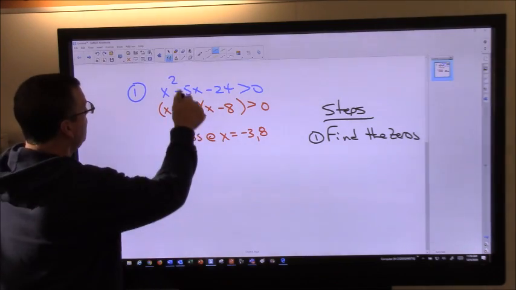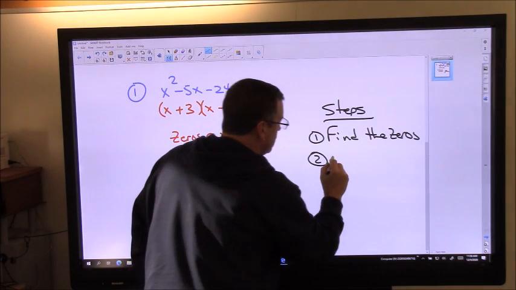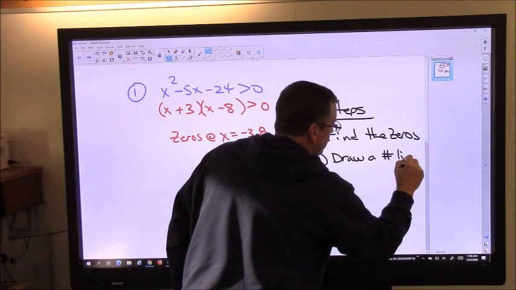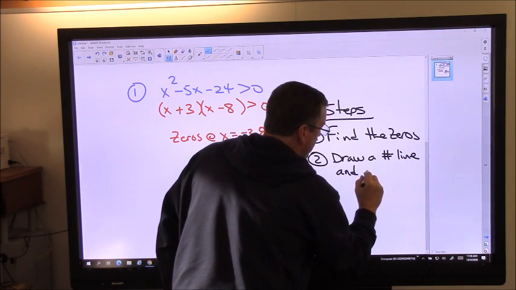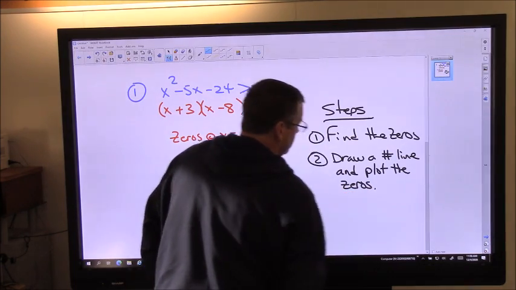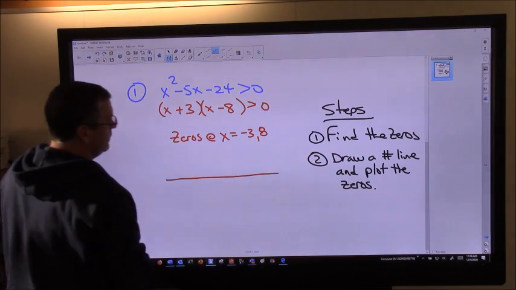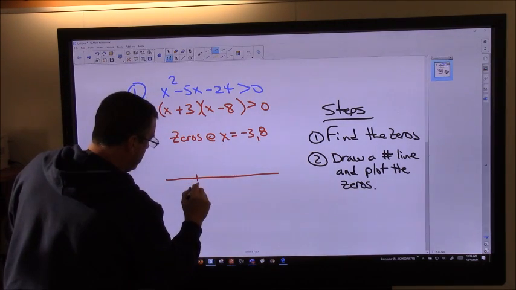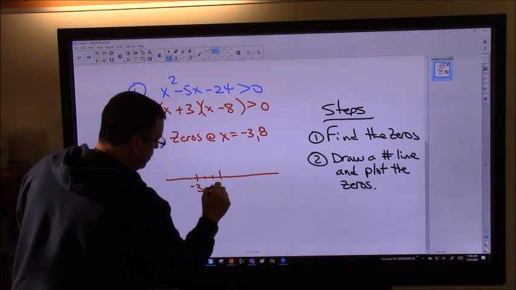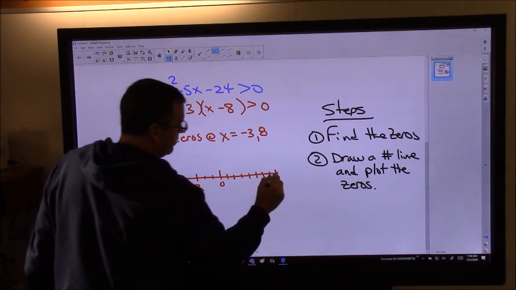All right, so once I find the zeros, then I want to draw a number line and plot the zeros. All right, so here's my number line, and I'm at -3. So if you want to go -2, -1, there's 0, and then 1, 2, 3, 4, 5, 6, 7, 8. There's 8, continues on this way.